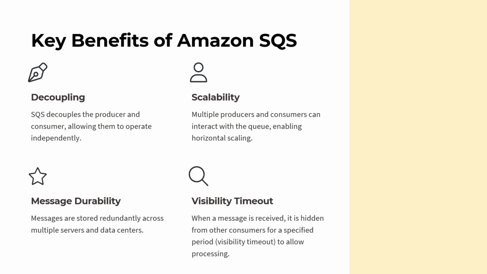Key benefits of Amazon SQS. First one is decoupling. SQS decouples the producer and the consumer, allowing them to operate independently. The second one is scalability. Multiple producers and multiple consumers can interact with the queue, which enables horizontal scaling.